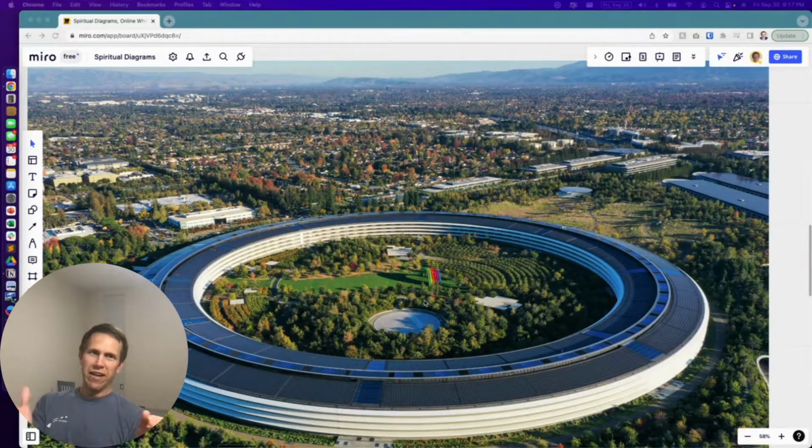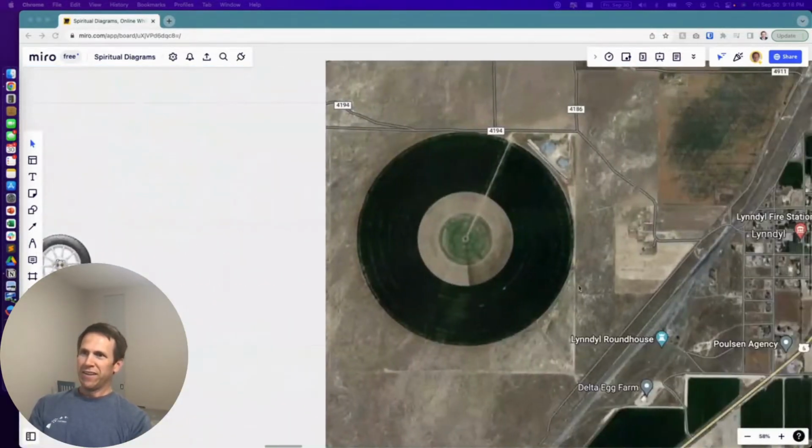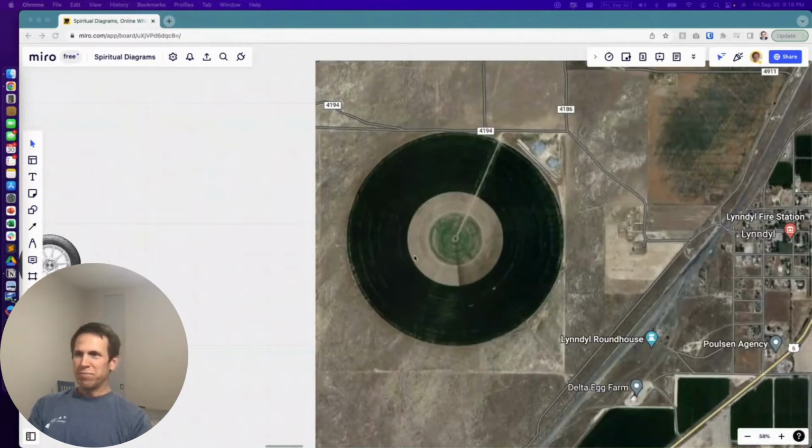They're nothing alike. Somebody can go to work at the Apple headquarters. You're not going to work in a tire, and one person might go to work once in a while on this crop circle, but in general, these are very different things. But the fundamental elements of them are the same. The shape and the pattern is the same.